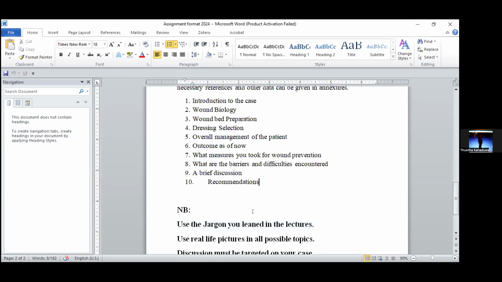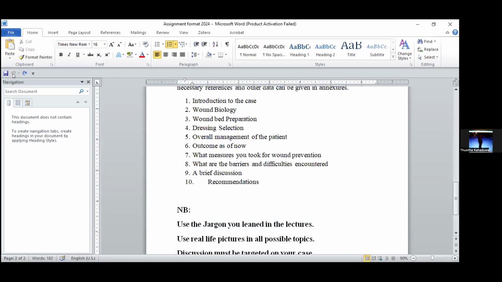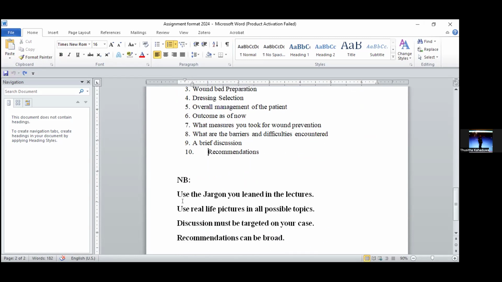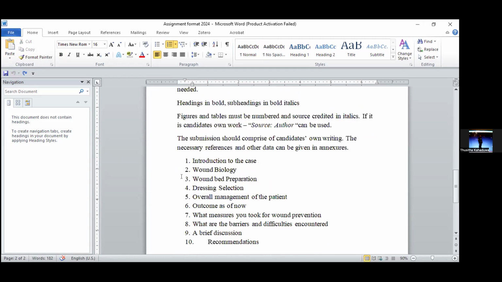So anyway, those who have asked me, I will send some pictures with a brief case history, but not a detailed one, just what it is. So they can work around that. Okay. Thank you, sir.